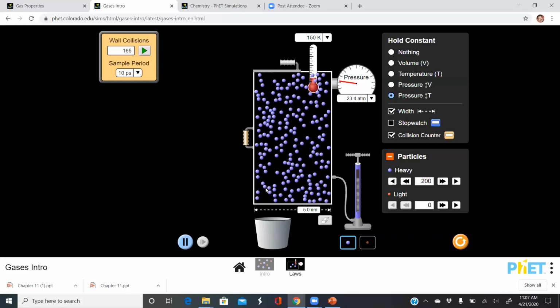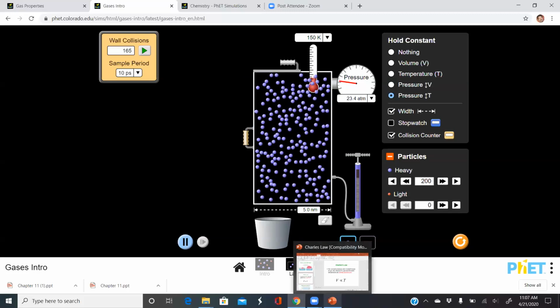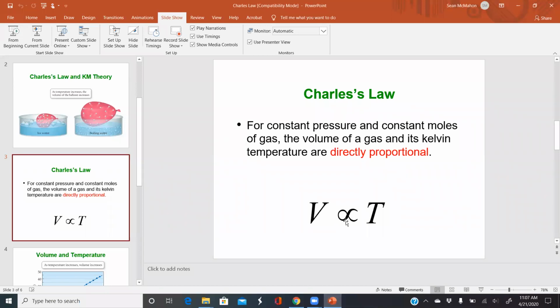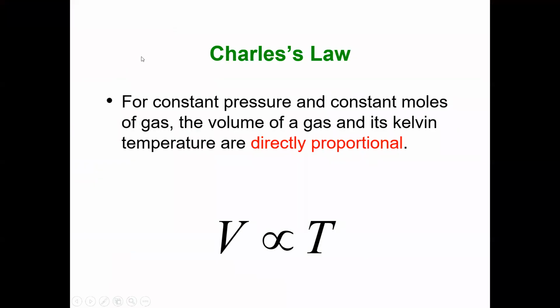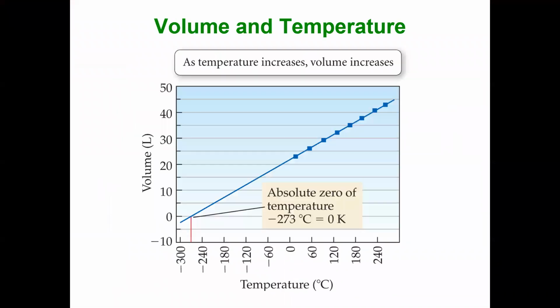And again, you can play around with that. But what I'm seeing is there is a direct proportionality. When I halved the volume, I halved the temperature. So that's an important concept for us to understand. The other thing I want us to understand is with Charles' law, there's a very important thing that we have to take into consideration when we're doing temperature calculations.